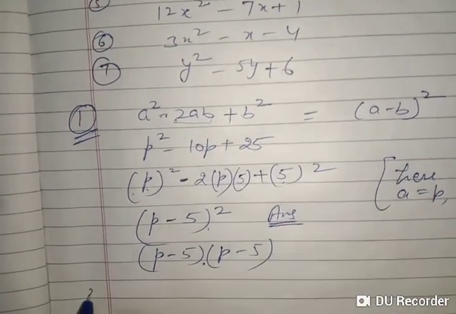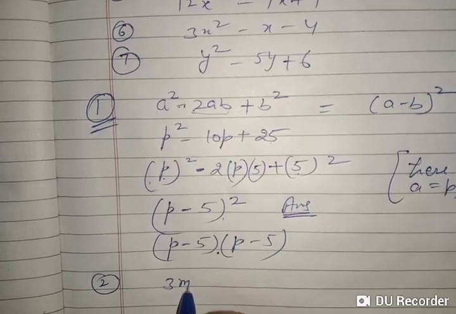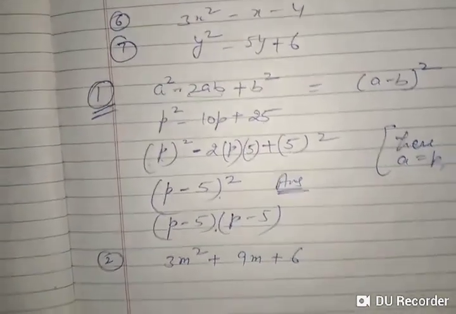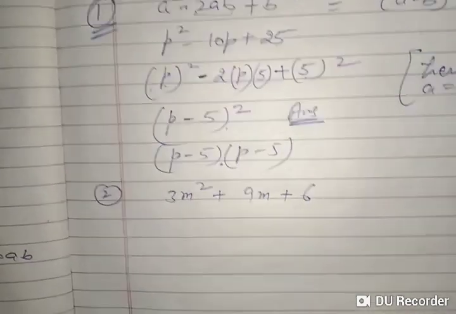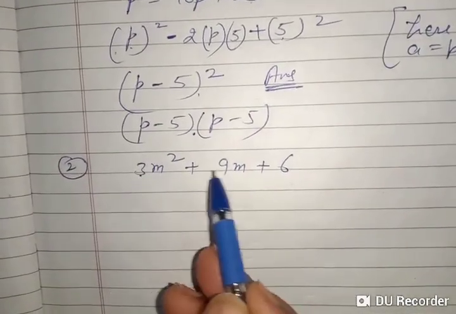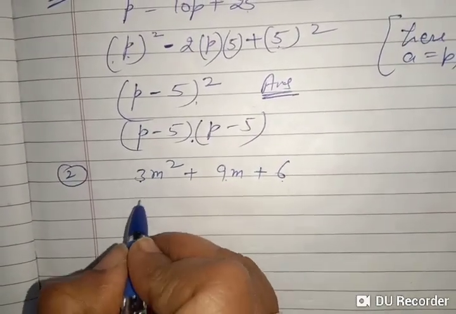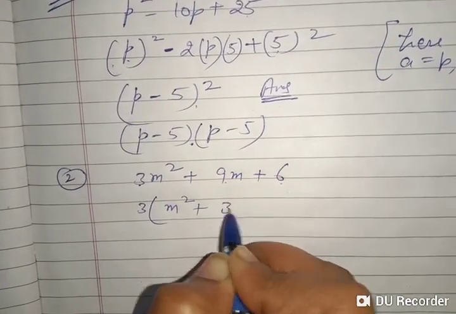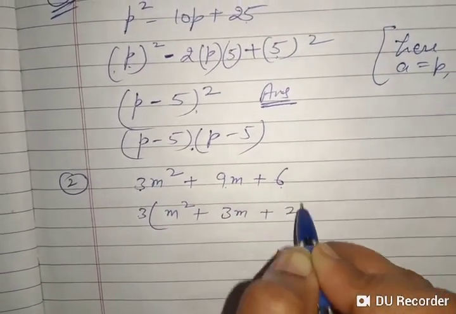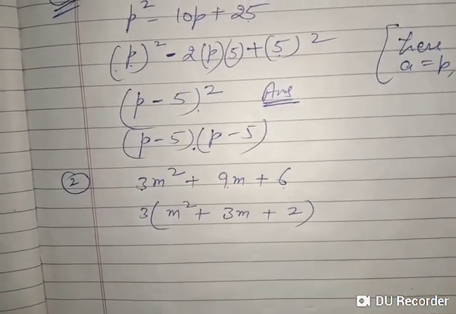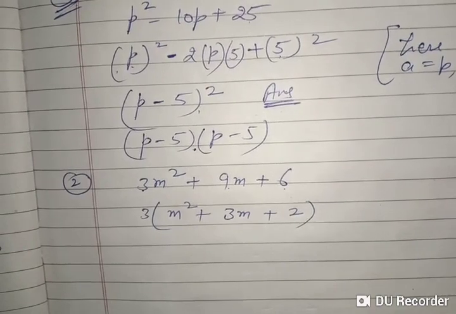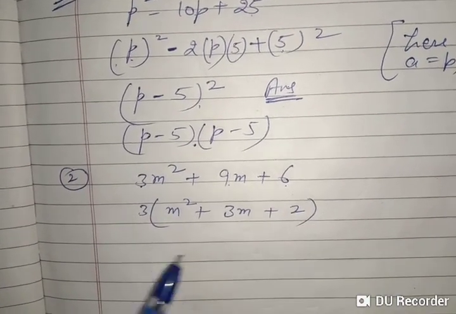So this is in multiplication. One more, second part, 3m square plus 9m plus 6. First step is find common. Is anything common in all? Yes, 3 is common. So m square plus 3m plus 2. It is m square plus 3m plus 2. I think I have done correctly. Yes. Now see it very carefully.